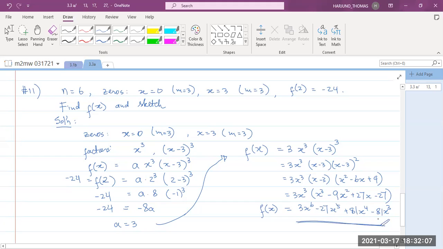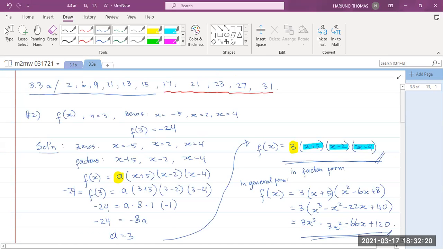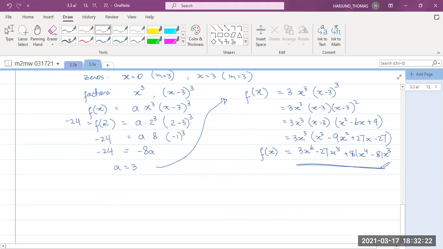Okay, that's for number 11. Number 13, I think I would just do up to number 15 at most, according to my plan. Number 13. Now we see the graph. We are given the graph and we need to find the polynomial.